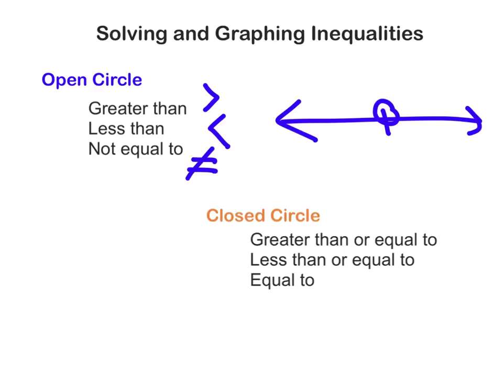If we have greater than or equal to, less than or equal to, or equal to, we will have a closed circle on the number line because the number that we are discussing is a possible solution.